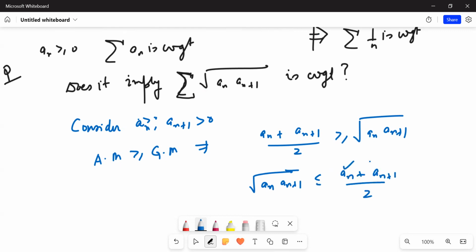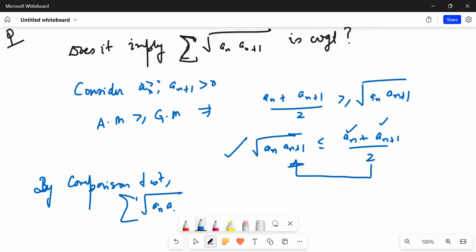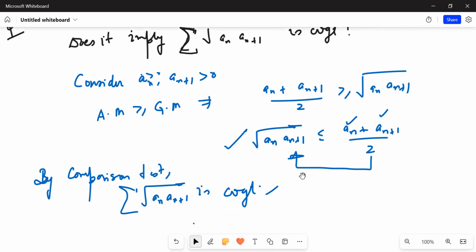This is convergent. It hardly makes a difference if I take summation from n plus 1. So this is also convergent. So from the comparison test, this is convergent. So I can write by comparison test, summation root over an into an plus 1 is convergent. I hope this is clear.